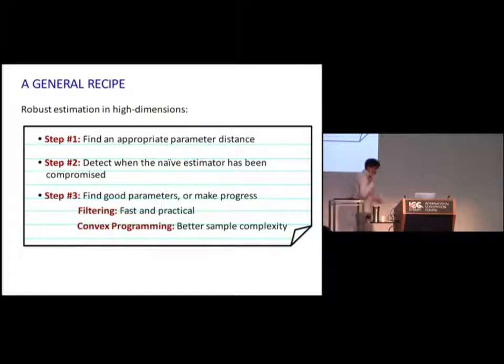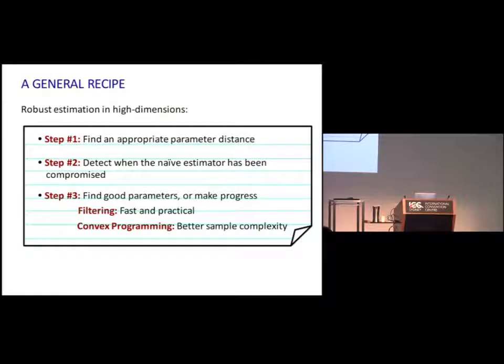This recipe, which I'm going to explain in a few examples, is: the first thing we're going to do is find a good parameter distance to work with, something that's a little bit easier to wrap your head around than total variation distance. That part's very easy and mechanical.